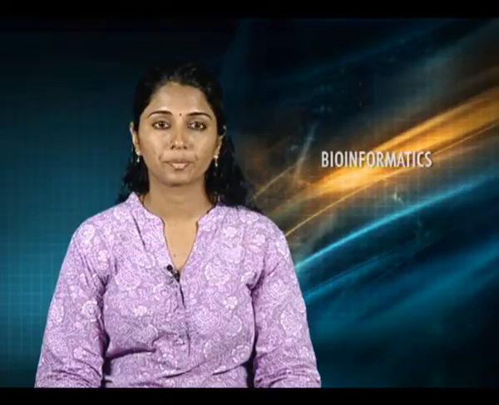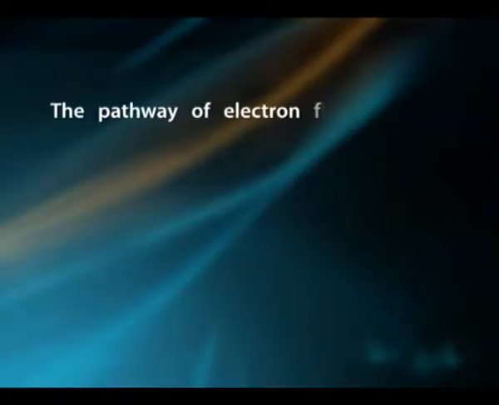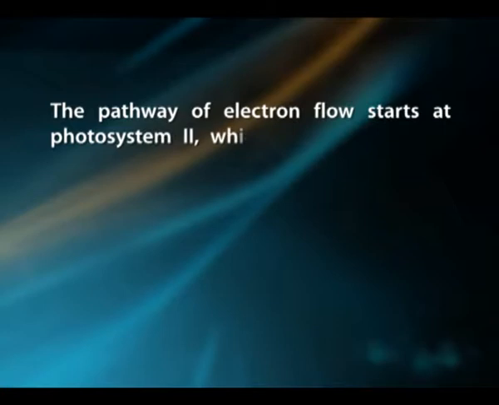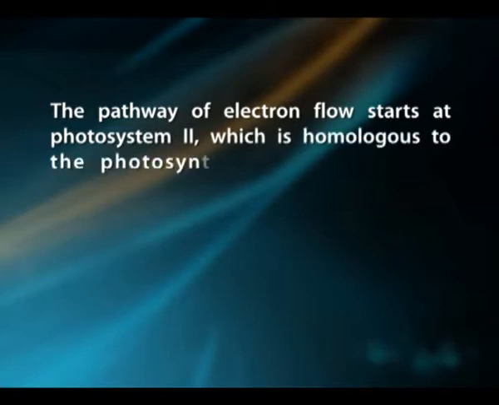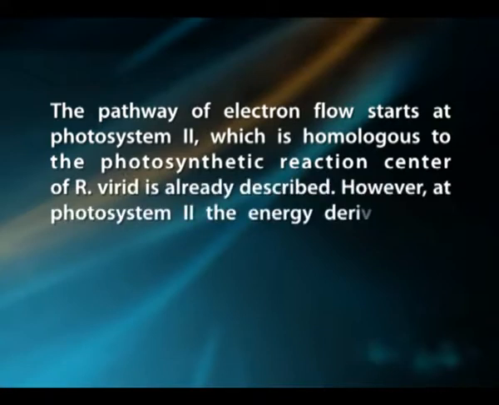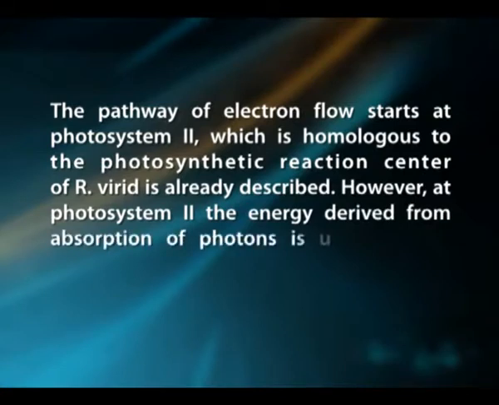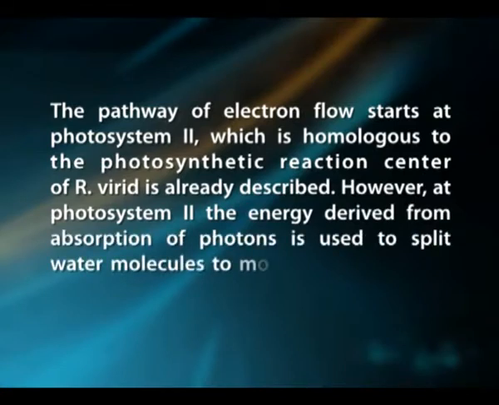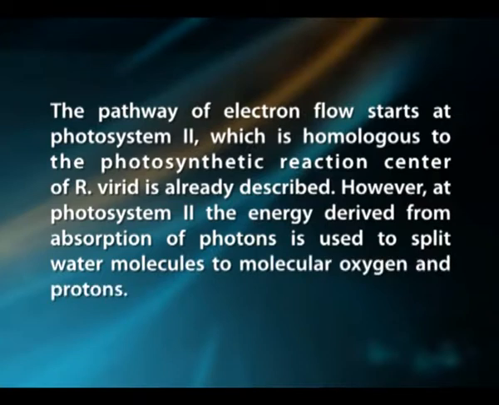The pathway of electron flow starts at photosystem 2, which is homologous to the photosynthetic reaction center of R. viridis already described. However, at photosystem 2, the energy derived from absorption of photons is used to split water molecules to molecular oxygen and protons. This reaction takes place within the thylakoid lumen, so the release of protons from water establishes a proton gradient across the thylakoid membrane.